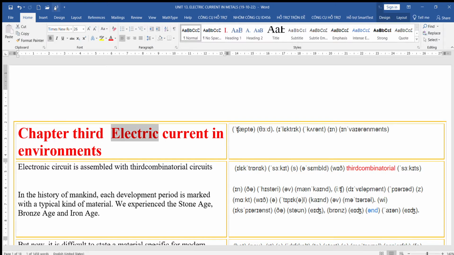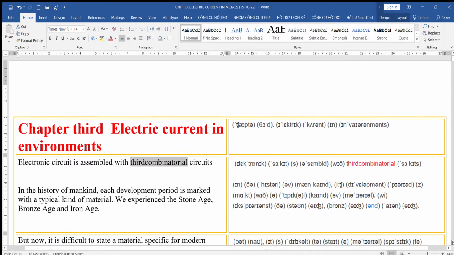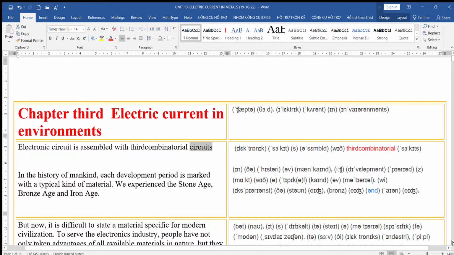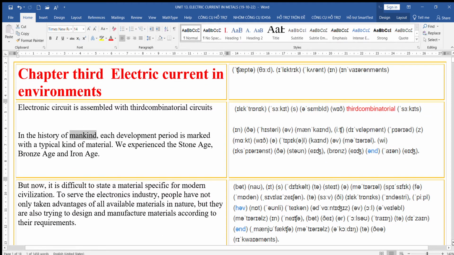Chapter 3: Electric current in environments. Electronic circuits are assembled with combinatorial circuits. In the history of mankind, each development period is marked with a typical kind of material. We experienced the Stone Age, Bronze Age, and Iron Age. But now, it is difficult to state a material specific to modern civilization.